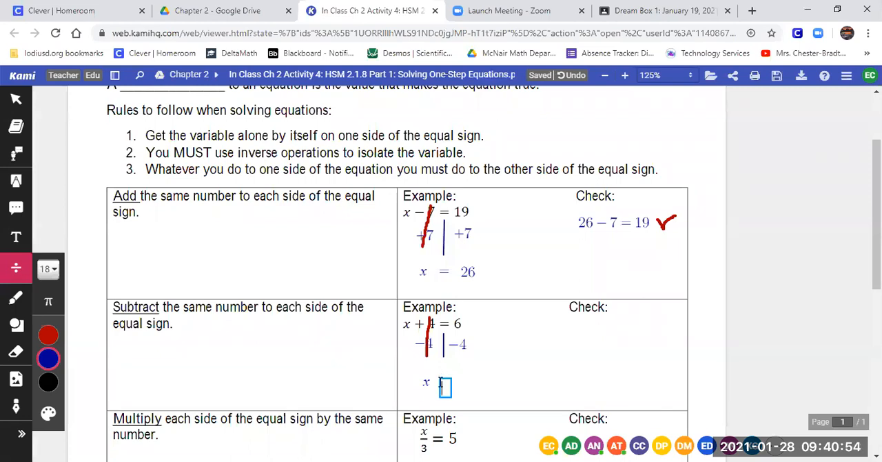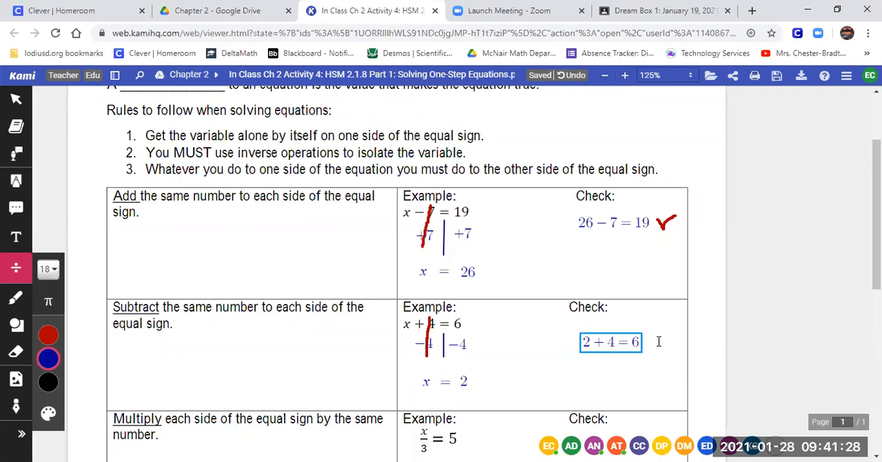And it says 6 take away 4. So what's the answer to 6 take away 4? 2. Okay, and we're going to go check it. Remember, if you double click, it'll make the box show up again as long as the equation's highlighted on the side. Okay, so it says 2 plus 4 equals 6.